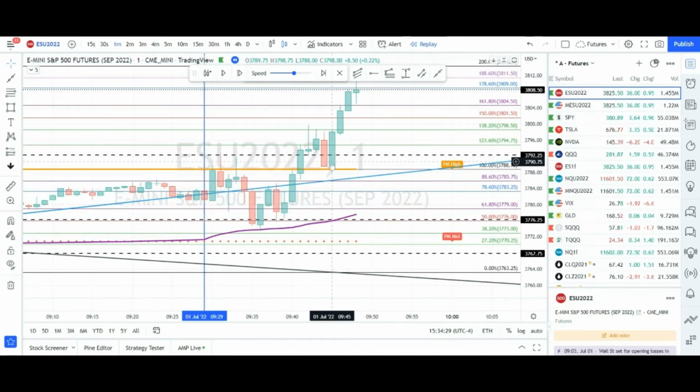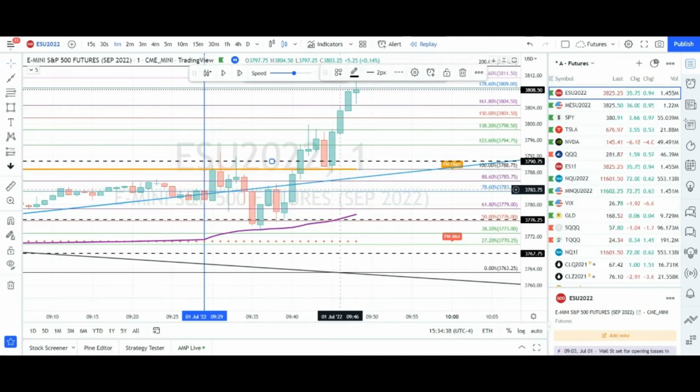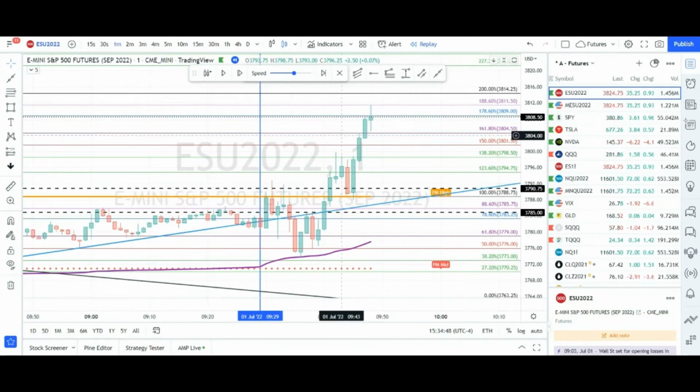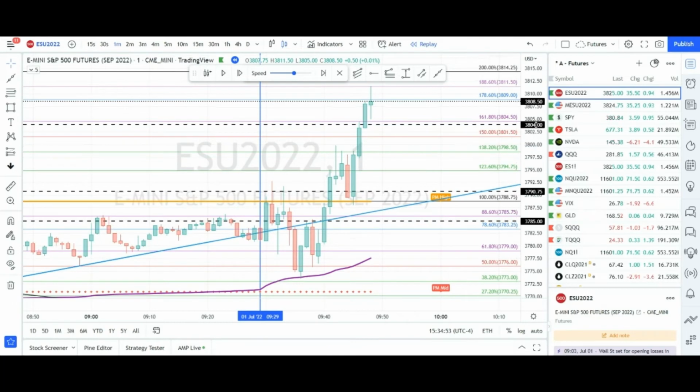Now you are looking, okay, the price is going back again. The price didn't close below this pre-market high level. So what you can do, you can go inside the trade here, and you can put your stop loss below this trend line, below this level. Now you are in the trade. Your ultimate target is 161.8%. Get out here. In this trade also you can get 14 points.